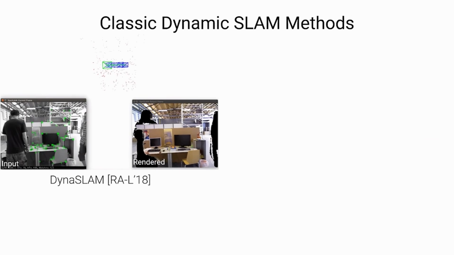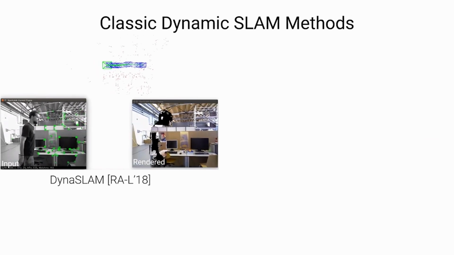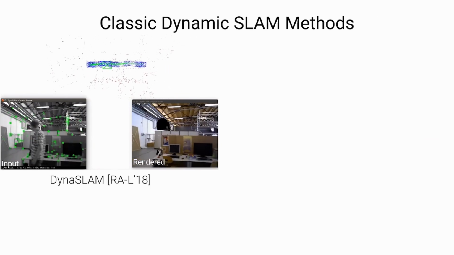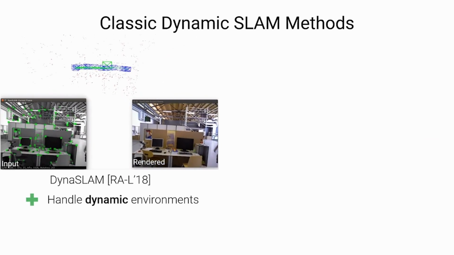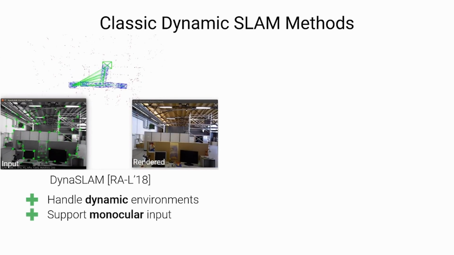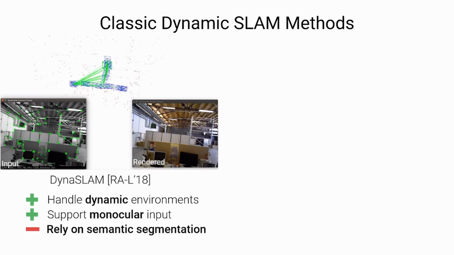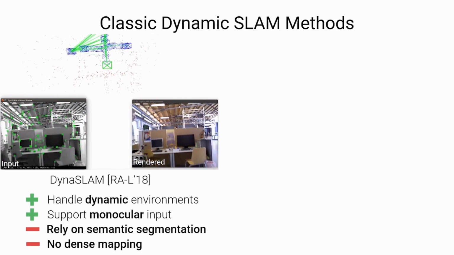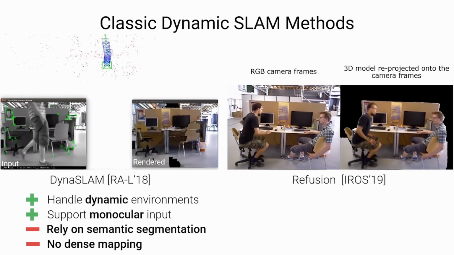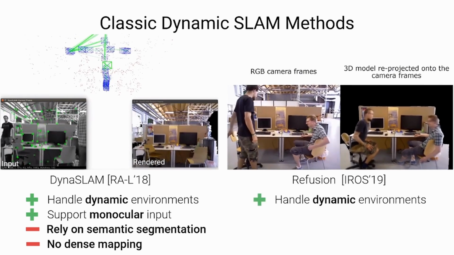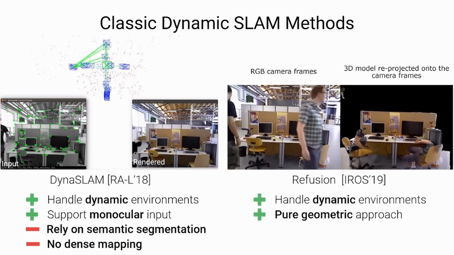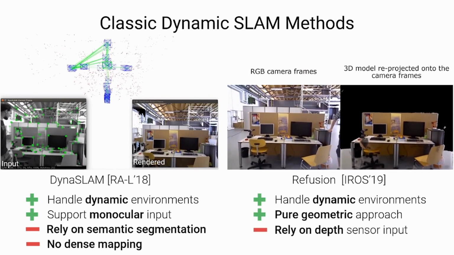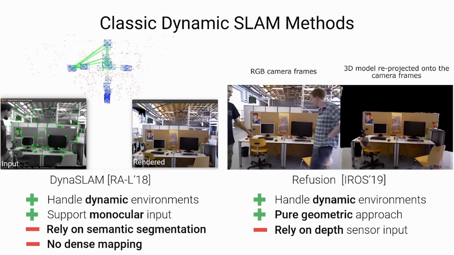Here we explore two well-known classical methods for handling dynamic environments in SLAM. The first is DynaSLAM. This method is designed to handle dynamic environments effectively and works with monocular input. However, it relies on semantic segmentation for detecting moving objects and doesn't support dense mapping. Next is ReFusion. Unlike DynaSLAM, ReFusion handles dynamic environments using a purely geometric approach. While it avoids the need for semantic segmentation, it requires input from a depth sensor, which limits its use in monocular settings.